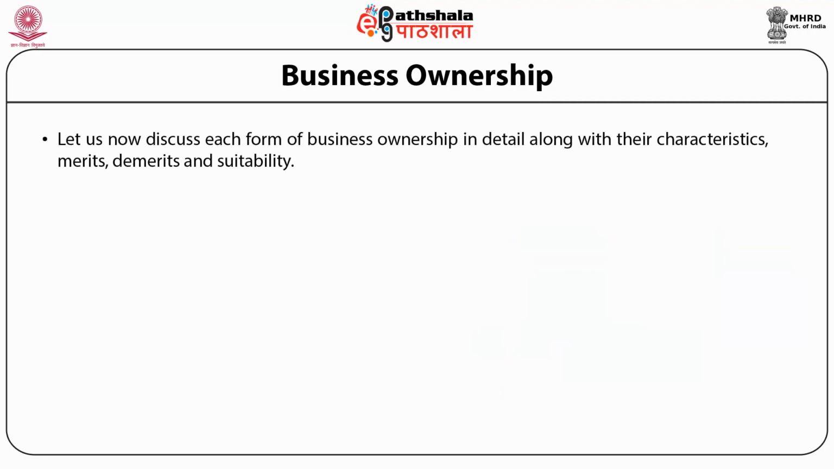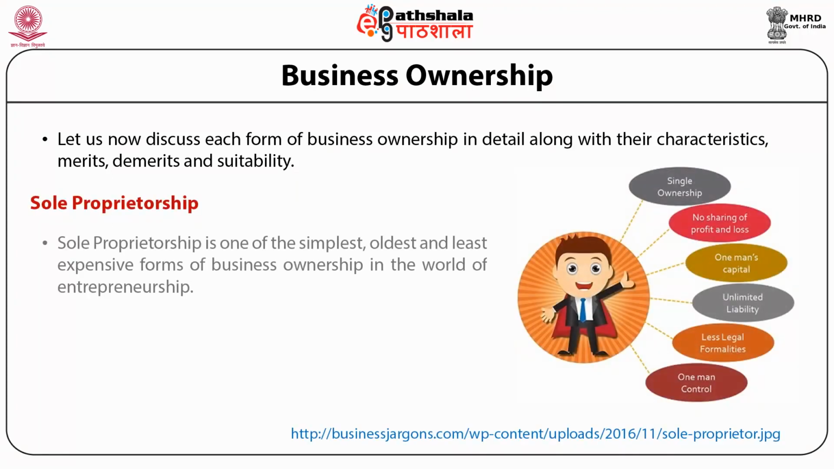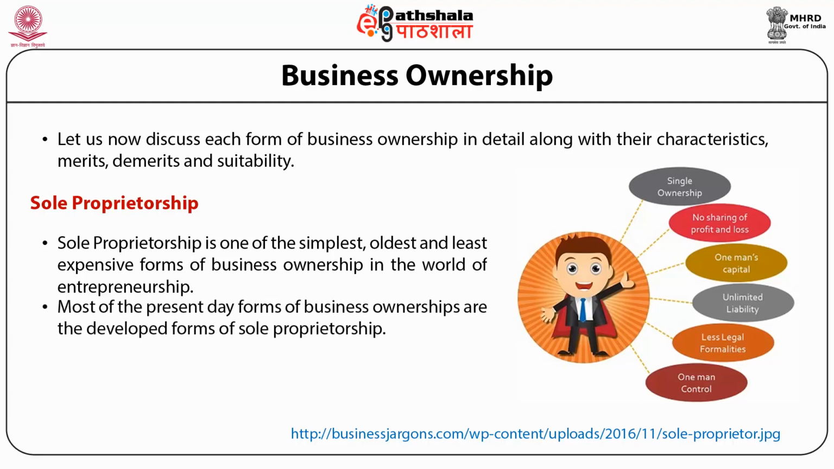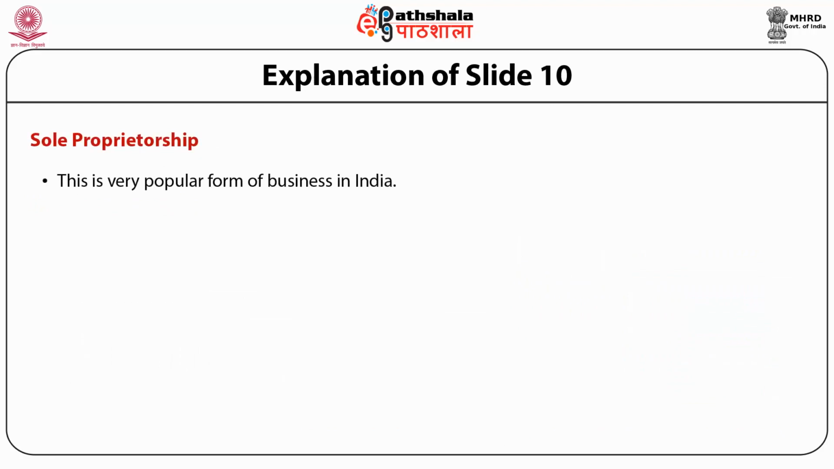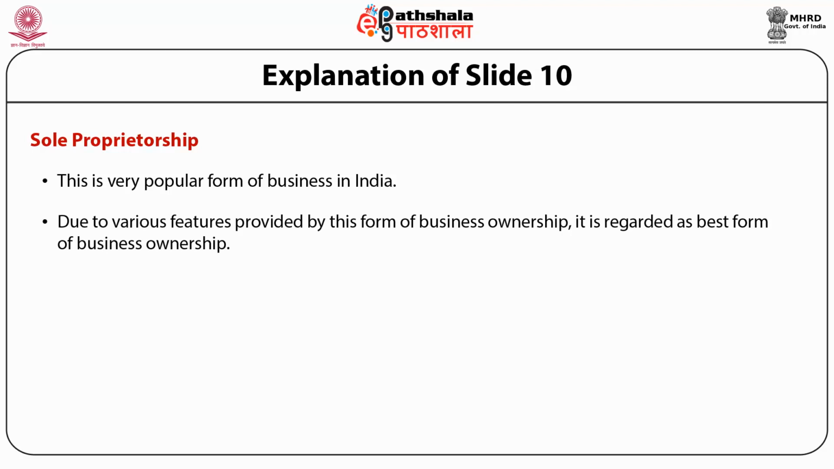Let us now discuss each form of business ownership in detail along with their characteristics, merits, demerits, and suitability. Sole proprietorship. Sole proprietorship is one of the simplest, oldest, and least expensive forms of business ownership in the world of entrepreneurship. Most of the present day forms of business ownership are developed forms of sole proprietorship. It is also known as sole trade, individual business, or single entrepreneurship. This is a very popular form of business in India. Due to various features provided by this form of business ownership, it is regarded as the best form of business ownership.